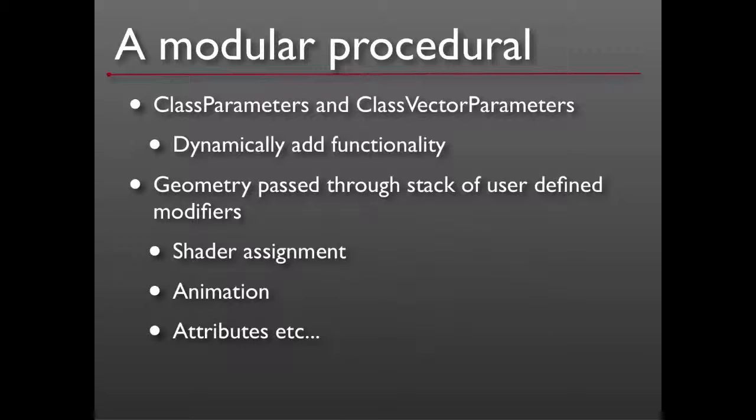So then John showed you a simple procedural real quick. In practice, we use much more complicated ones, so we built a modular procedural system. And the basis behind this is these class parameters and class vector parameters, which are part of Cortex. Basically, they're a way of embedding parameters from dynamically loaded classes that could be C++ or Python classes. A good example of how we use them is for loading co-shaders and its parameters and building up a shading system.